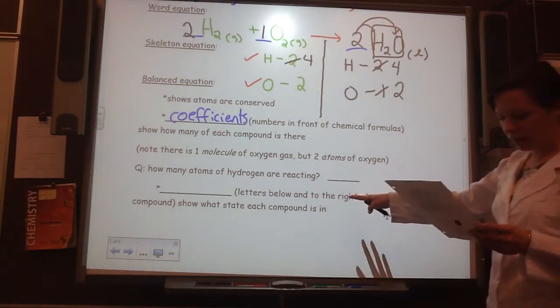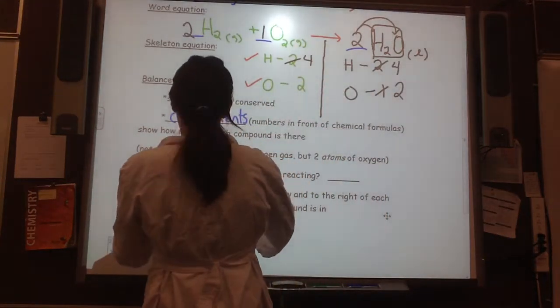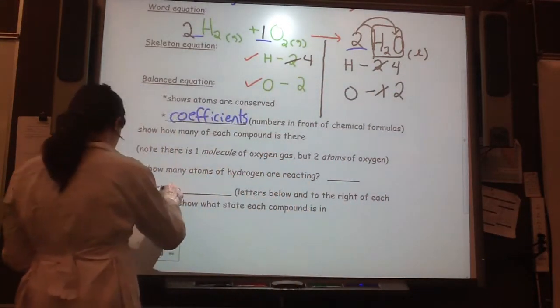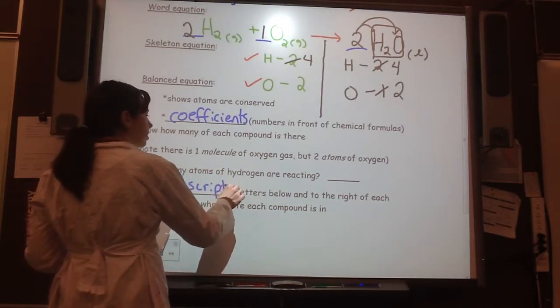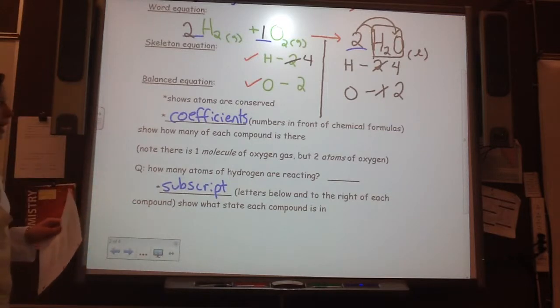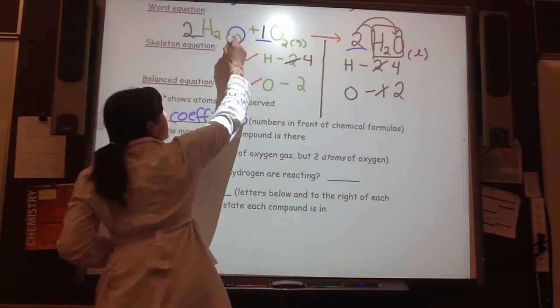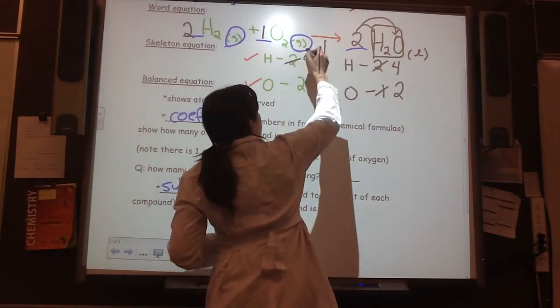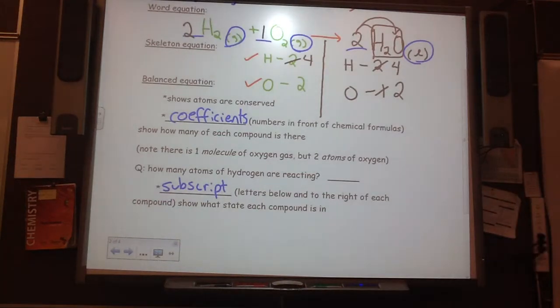I've already taught you this. But right here, this is called a subscript. These are the letters below to the right of each compound, showing what state it is. So this is a subscript. This is a subscript. This is a subscript. So you need to start writing those in.